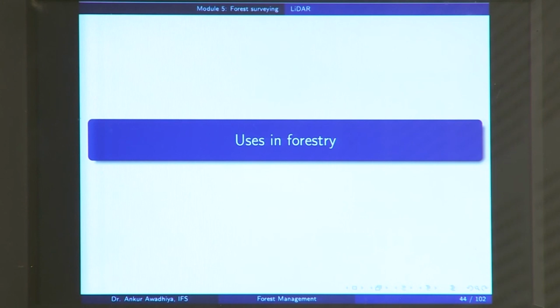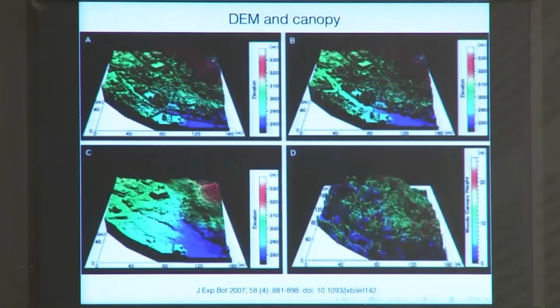Now, how do we use this LiDAR in forestry? One application is to get the digital elevation model and the canopy. In this case you can see where your trees are and what is the height of these different trees. Again, as we talked before, you can find out the DEM, you can find out the DTM, you subtract DTM from the DEM and you get the height of the canopy. So, one very good application is to find out the canopy and the height of different trees in different areas of the forest. This makes for a very good and a very fast survey.